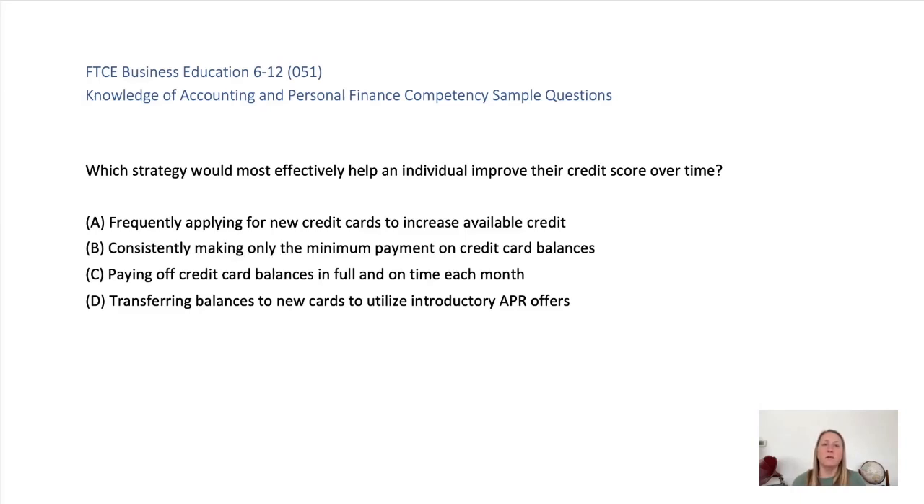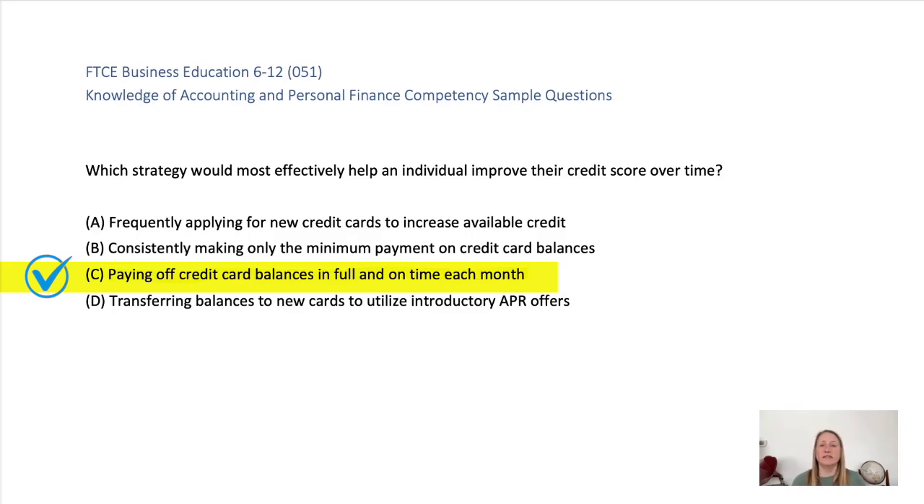A, frequently applying for new credit cards is incorrect. This can actually hurt your score because each application results in a hard inquiry and too many new accounts can look risky. B, consistently making only the minimum payment is incorrect. While it avoids late fees, interest keeps adding up and it doesn't lower your balance much. D, transferring balances to new cards is incorrect. This can offer temporary relief, but it doesn't solve the debt problem.